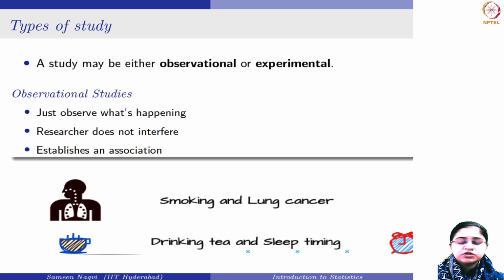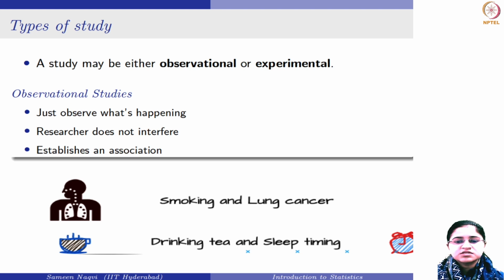Now see, in these 2 studies, in the first study, what I said is that I collected a group of individuals, divided them, and then asked them about their smoking habits. So I'm asking what has happened in the past and then collecting their data. In the other one, I'm just collecting a group of individuals and simultaneously asking them questions about their tea consumption and sleep timing as well. So you can see that there's a difference in the way I have conducted these studies.